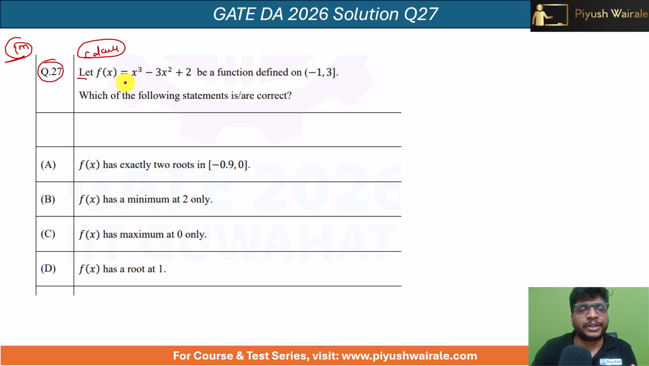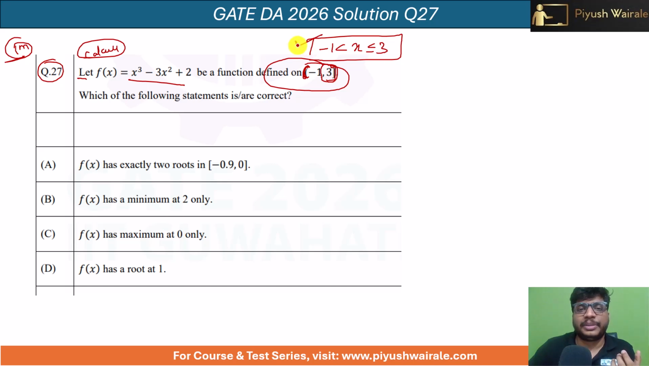Let f of x equal x cube minus 3x square plus 2. A function is given to us defined on (-1, 3]. Here we have the open bracket, which means minus 1 is not included. Here we have the closed bracket, which means we have to consider this particular 3. It's a boundary condition, so 3 is included and the function is defined at x equals 3. So we can write this as minus 1 less than x less than or equal to 3. This is basically the domain of this particular function.